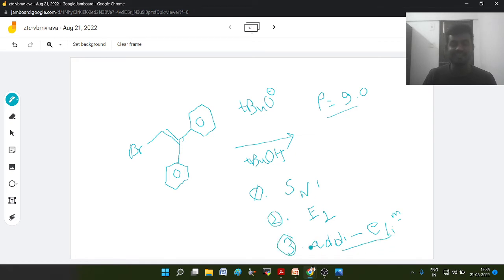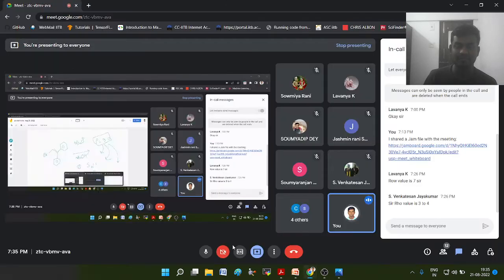So please write your answer in the notebook. And why do you think, how does this rho value support your answer? Whatever your answer, please try to justify it based on the rho value. Why it is an addition elimination reaction, why it is an SN1 reaction, why it's an E2 reaction. I will give you some minutes and you just try to answer it.